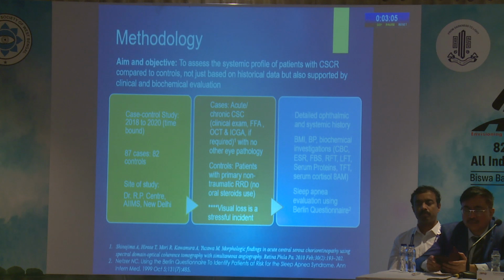It was a case control study, and it recruited 87 cases of acute or chronic CSC with no other ocular pathology, and 82 controls with primary non-traumatic rhegmatogenous retinal detachment with no history of ocular steroid use, just so that we have a matching control group with visual loss present in both the groups, as visual loss can be a stressful incident and can lead to a different biochemical profile in the patients.